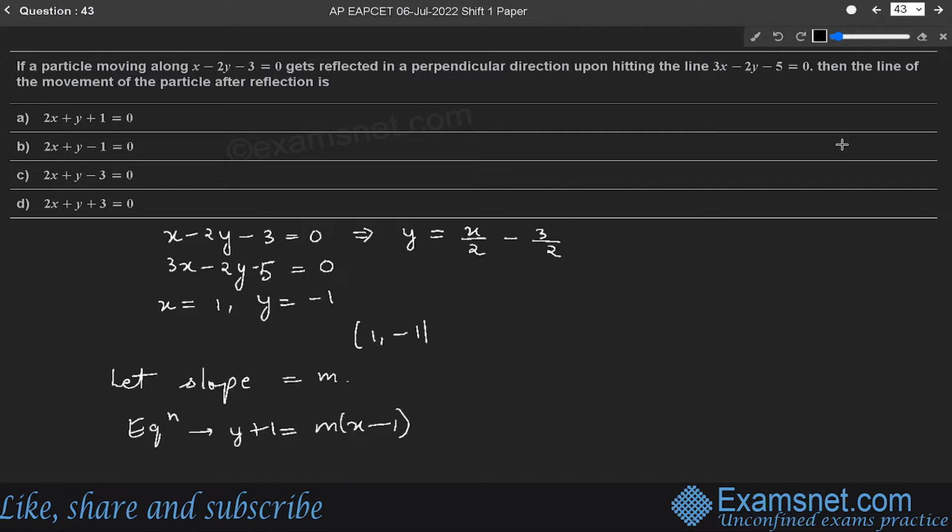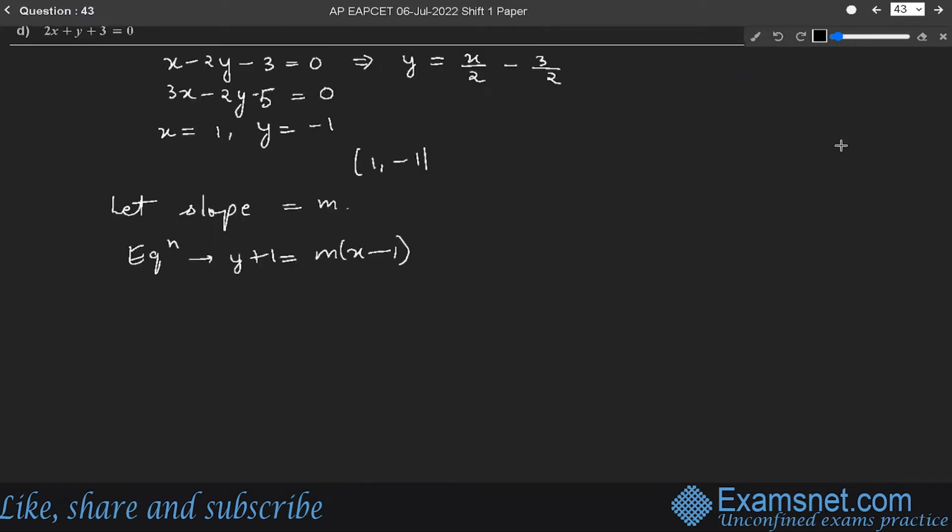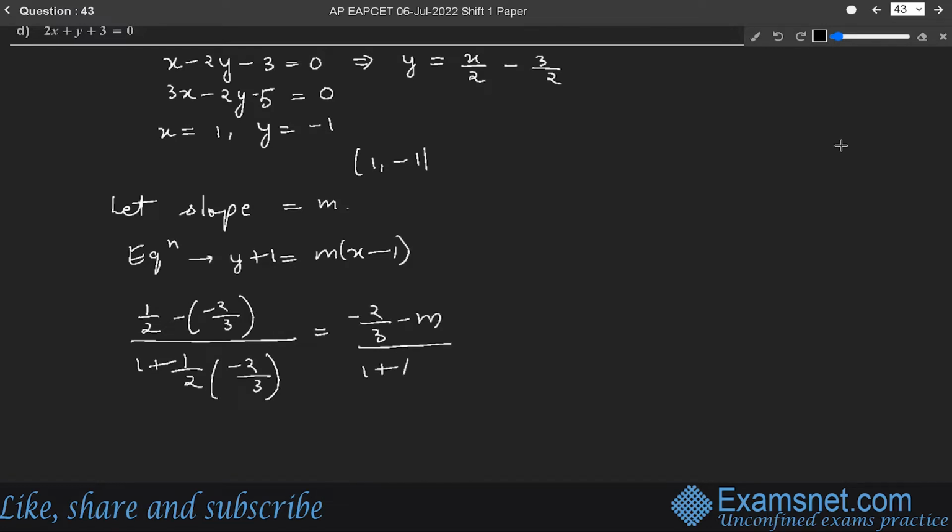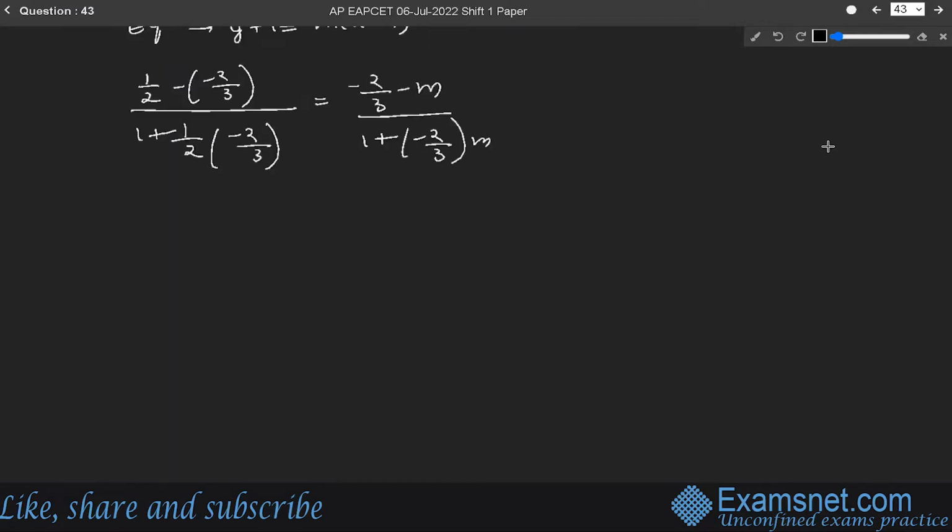Since we know that the incident ray and the reflected ray are equally inclined to the normal, that is, the angle from the incident ray to the normal is equal to the angle from the normal to the reflected ray. Therefore, we can write (1/2 minus (-2/3)) divided by (1 plus 1/2 into (-2/3)) is equal to (-2/3 minus m) divided by (1 plus (-2/3) into m). On further simplification, it will be (m plus 2/3) divided by (1 minus 2m/3).